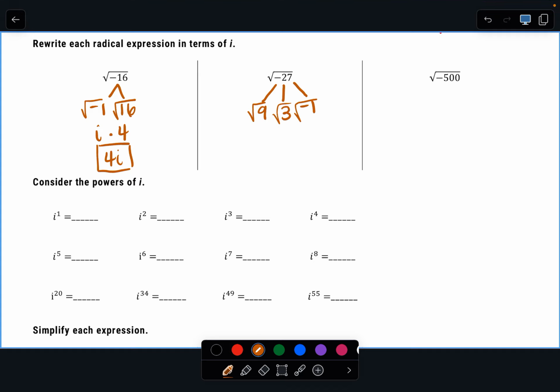With that, the square root of 9 is going to give me 3. The square root of negative 1 is going to give me i. And then the square root of 3, you can't do anything with. So you leave it alone.